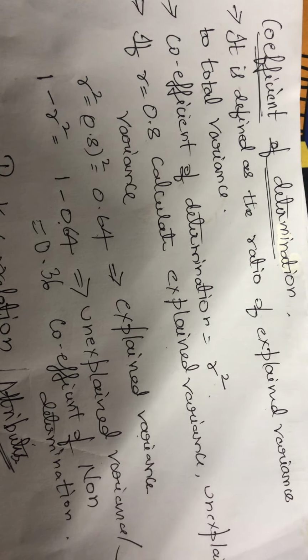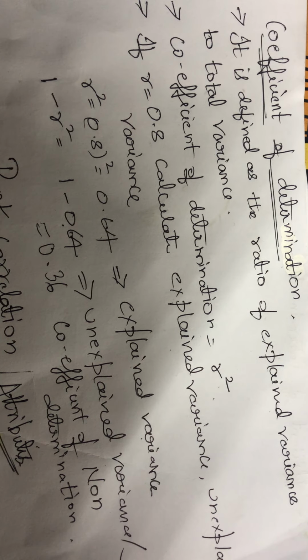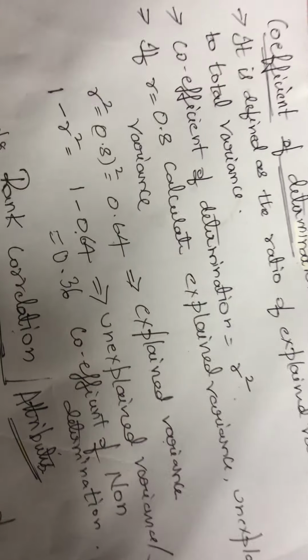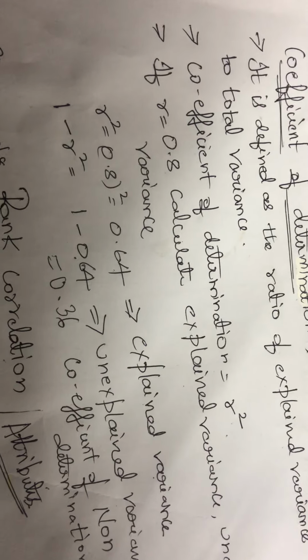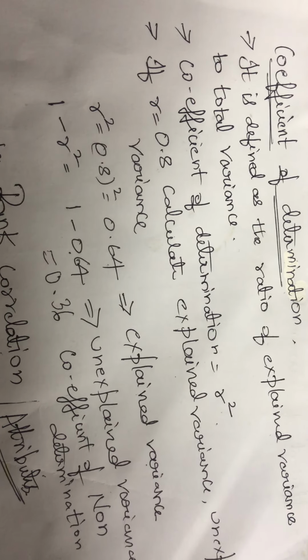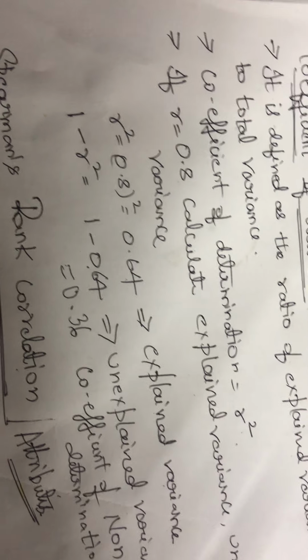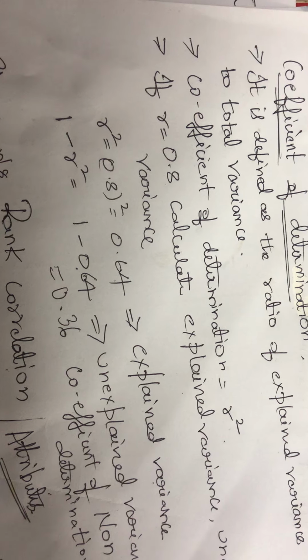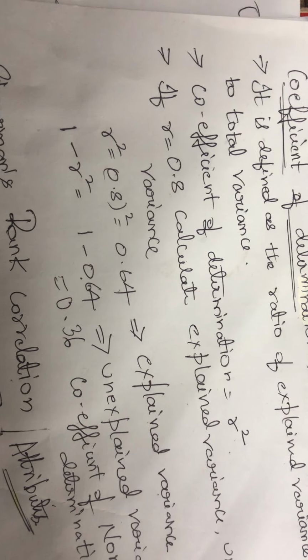In a similar way, we also learned a property called standard error. How to calculate standard error: that is (1 minus r square) divided by root n. By applying that, we calculated the standard error. Then we found the probable error. Probable error is 0.6745 multiplied by the standard error.